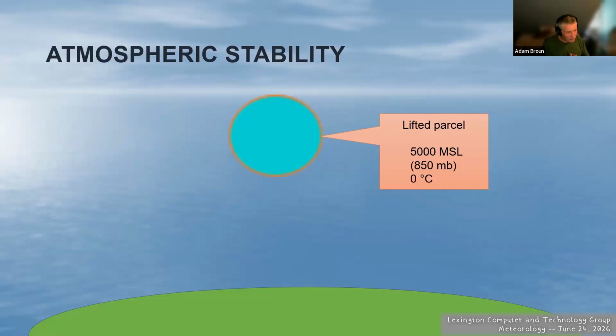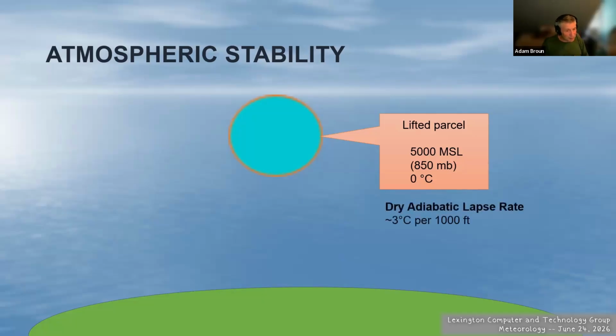And it turns out, if you do the math, that if I take a parcel of air that's at 15 degrees Celsius at the surface and I lift it up 5,000 feet, it's going to end up at 0 degrees Celsius. And that's independent of the temperature of the air around it. Again, that's purely from the expansion and the pressure change.